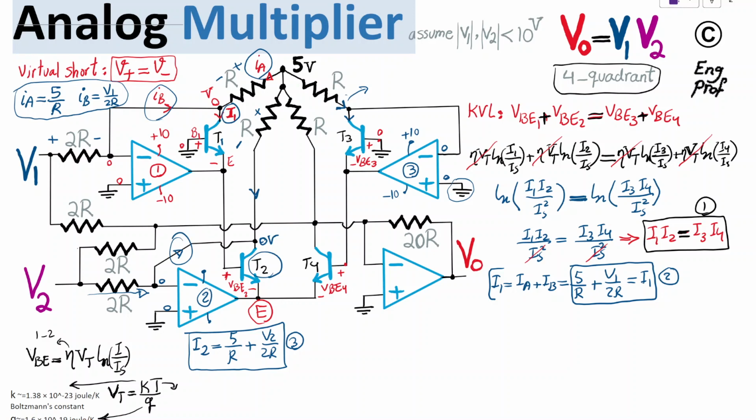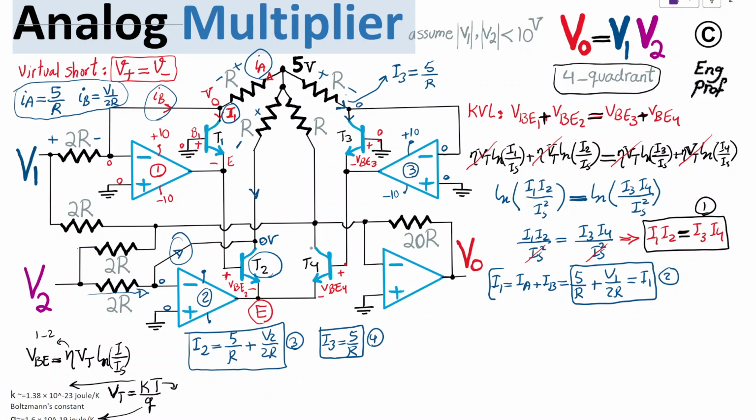Therefore, this should be 0 as well here. So virtual ground, this is 0. So that means the voltage drop across R is just 5 volt. So this current, which is I3, is just 5 volt divided by R. Okay, so let me just write that one here as well. So I3 is 5 over R, and that's my equation number 4.